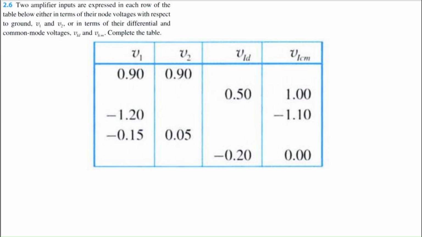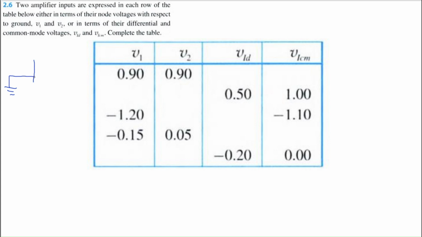Let's solve problem 2.6 for Microelectronic Circuits 8th edition by Sedra and Smith. Two amplifier inputs are expressed in each row of the table below, either in terms of their node voltages with respect to ground, V1 and V2, or in terms of their differential and common mode voltages, VD and VCM. We just want to fill in these missing values.